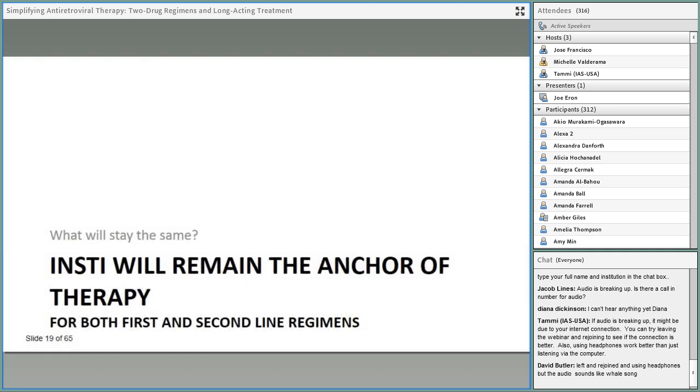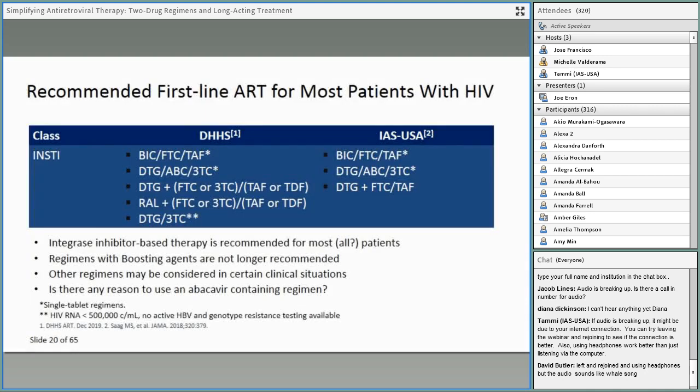And fortunately, I think patients with limited treatment options are uncommon. So I think one of the things we can probably all agree on is that integrase inhibitor-based therapy will be the anchor of HIV treatment for both first and second-line regimens. And I think probably everyone here knows that our guidelines, both our DHHS and IAS-USA guidelines, are focused 100% on integrase inhibitor-based therapy. This is for initial therapy.